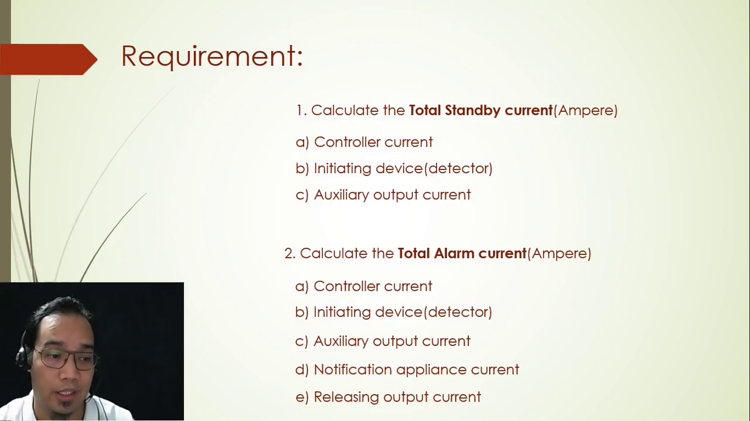The first one is to know the current of the controller. The second one is to calculate the standby current of all initiating devices like the smoke detector or heat or whatever type of fire detectors that we have in our design.